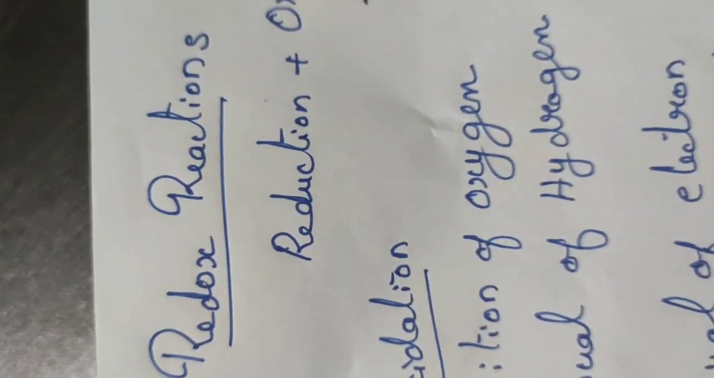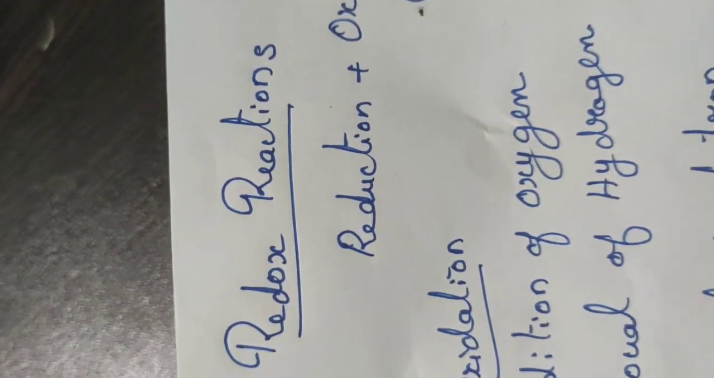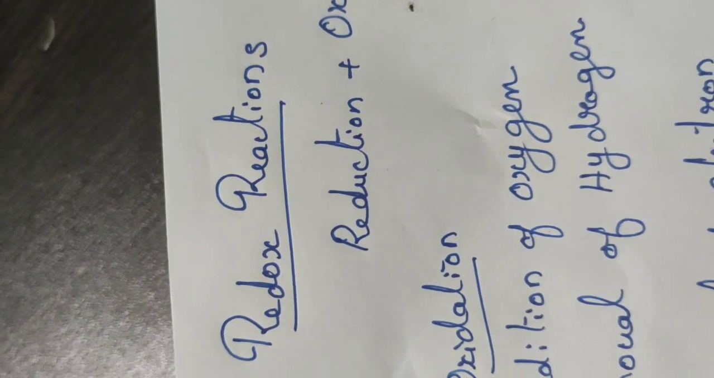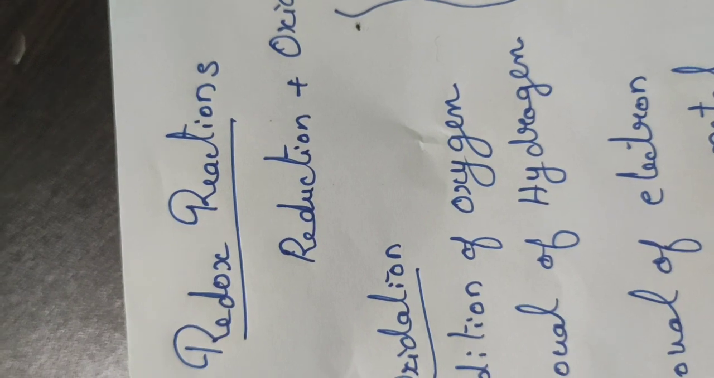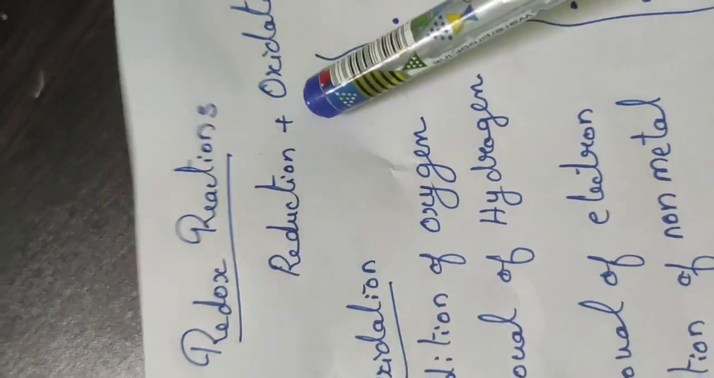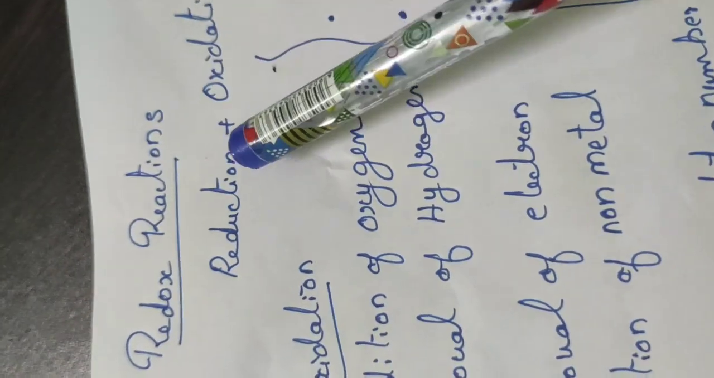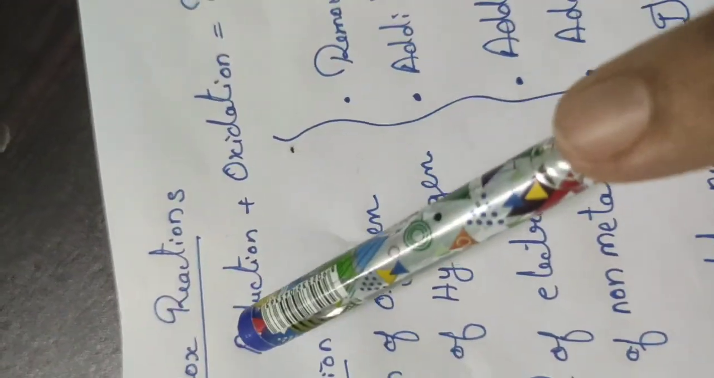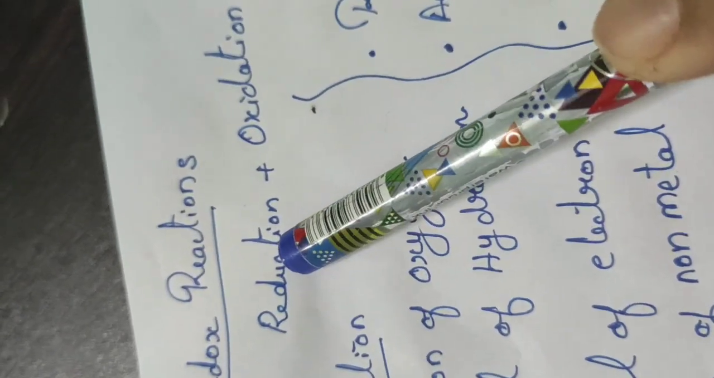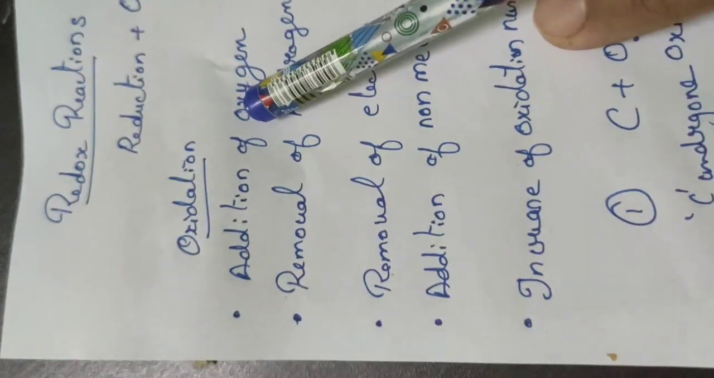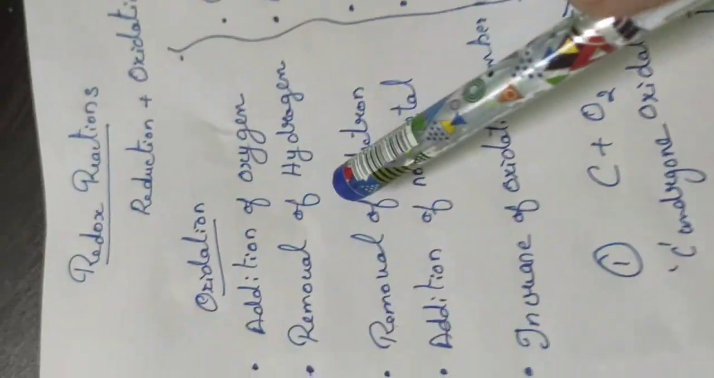Hello children, so today we are going to discuss a new topic in the first chapter of chemistry, class 10: redox reaction. The name itself indicates that redox reaction means a combination of reduction and oxidation. So one substance is getting reduced, and the other substance is getting oxidized. Let us see what oxidation and reduction are.